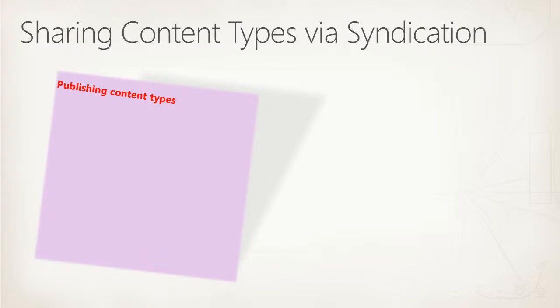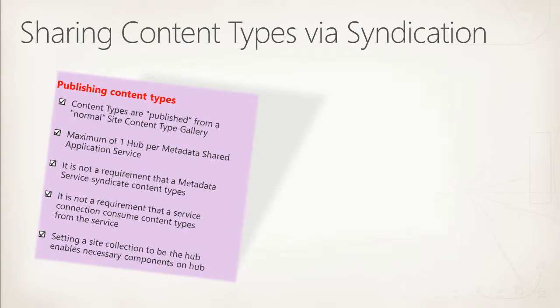So what happens when you publish a new content type? Basically, a content type gets published from a normal site collection. Typically, you'll dedicate a site collection within the organization to serve as a content type hub. We'll talk about some of the challenges on that in a second. You'll also have to use the managed metadata service.